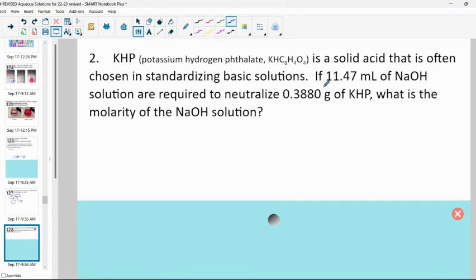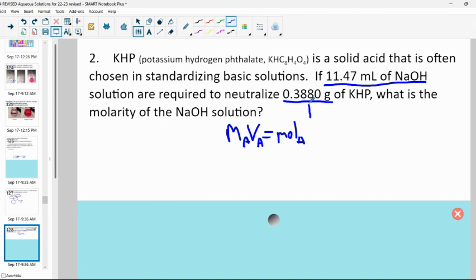If 14.7 milliliters of NaOH, so that right there I already know is my volume of my base, are required to neutralize 0.388 grams of KHP, what is the molarity of the NaOH solution? Oof. So this one's different. Normally, I have molarity of my acid and my volume of my acid. When I multiply together, I get my moles of acid.